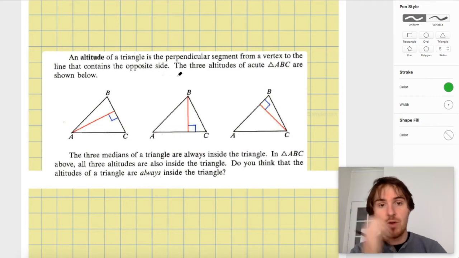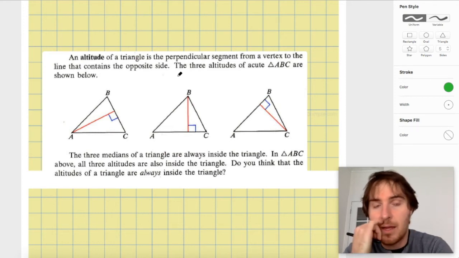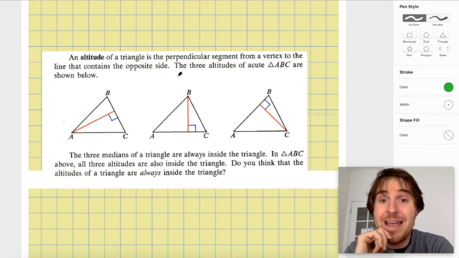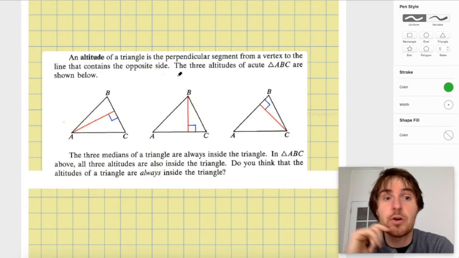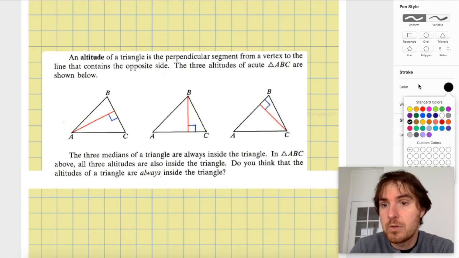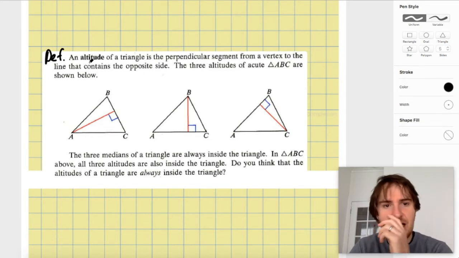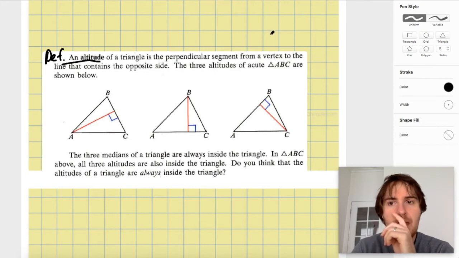An altitude of a triangle is the perpendicular segment from a vertex to the line that contains the opposite side. Okay, it's kind of a mouthful. The three altitudes of acute triangle ABC are shown below. Okay, so let's check it out here. We've got another definition for you. Definition of an altitude, okay? It's the perpendicular segment.